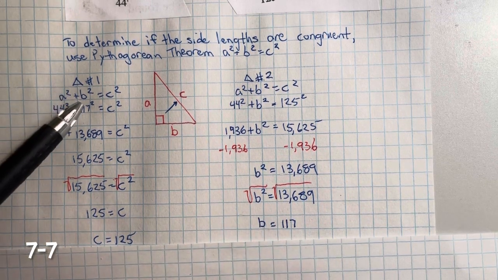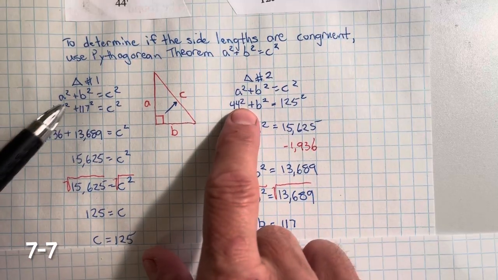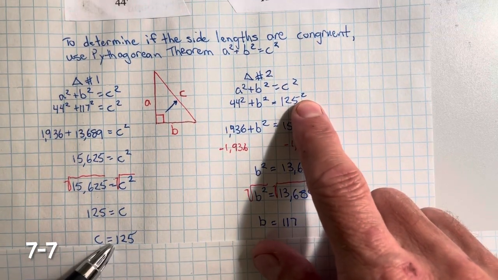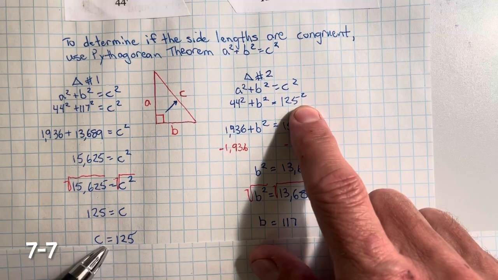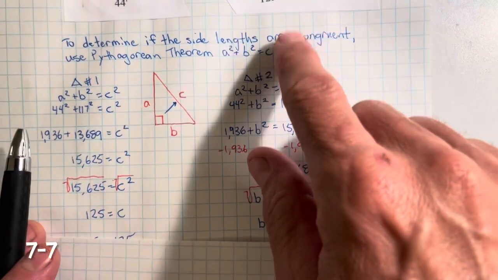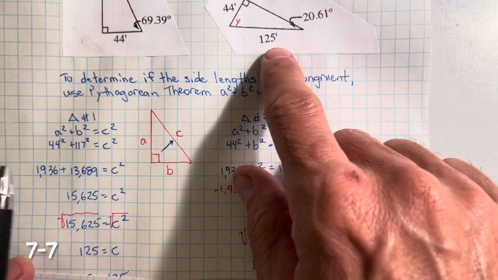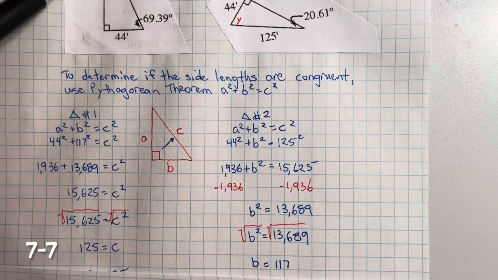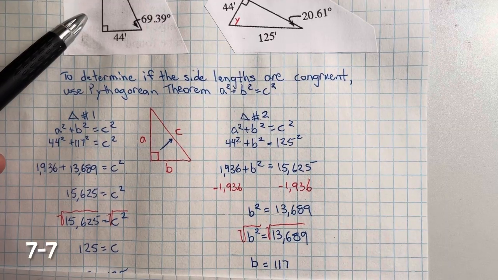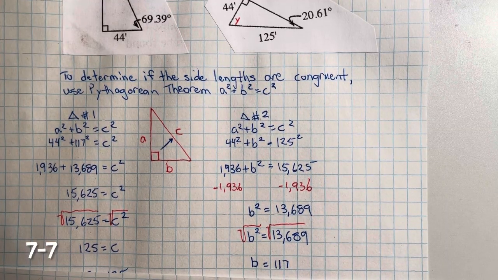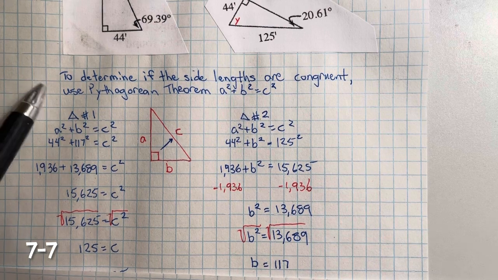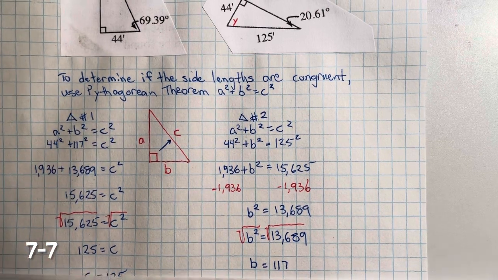Well, that's what we had here. And we had the length of a is 44. And we know that the length of c, the hypotenuse, is 125, because we have that up here. So all the corresponding lengths are equivalent. So we know that these triangles are congruent by using the Pythagorean theorem.